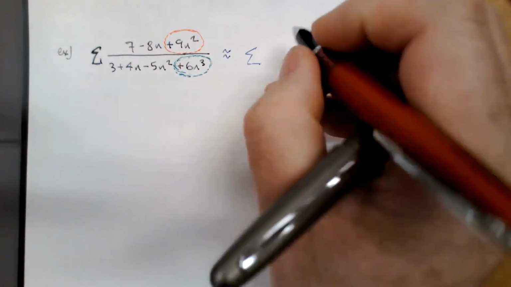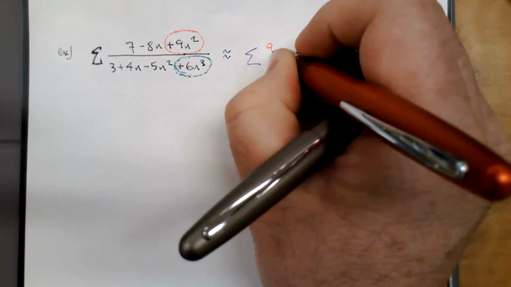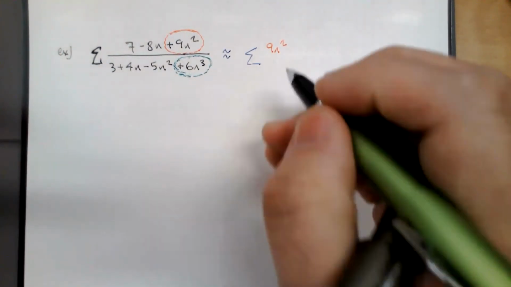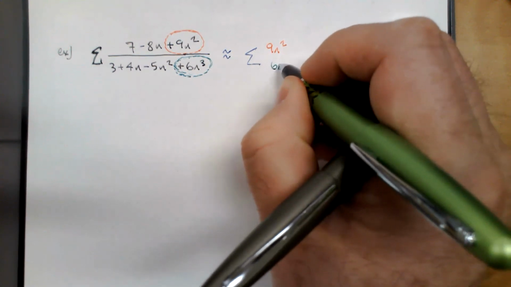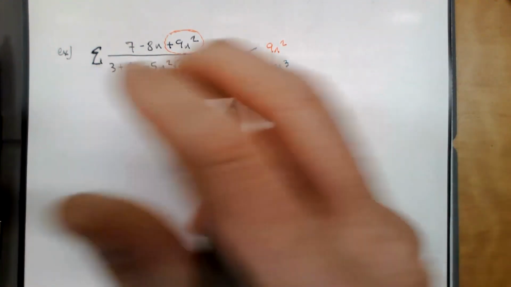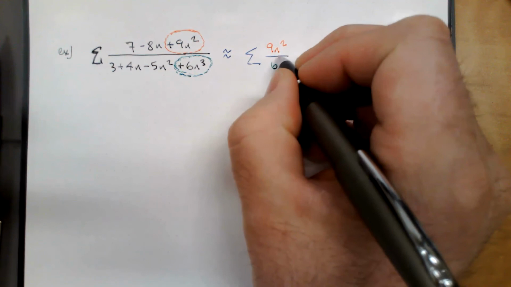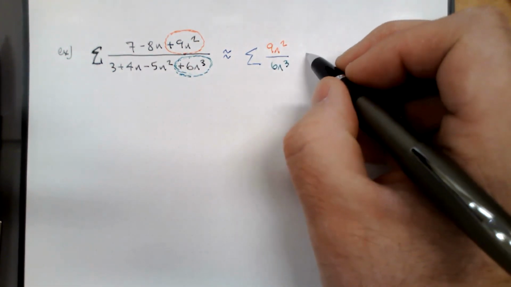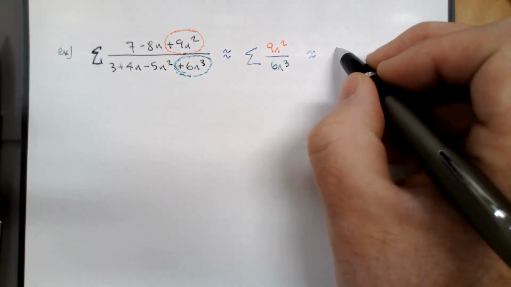So all we really care about is the biggest term in the numerator, and the biggest term in the denominator. Now we just blur our eyes a little bit even more.